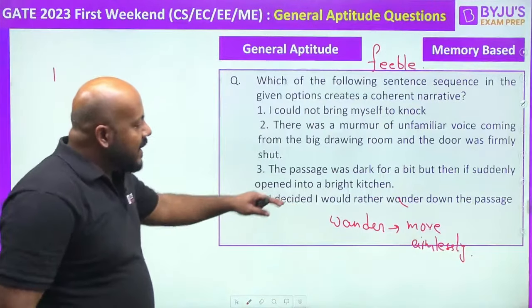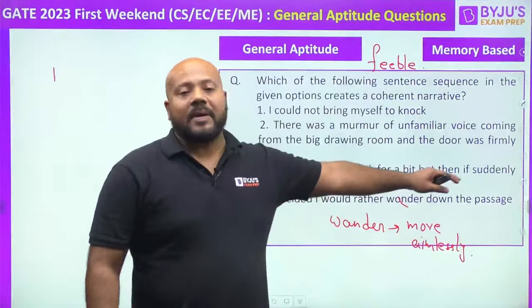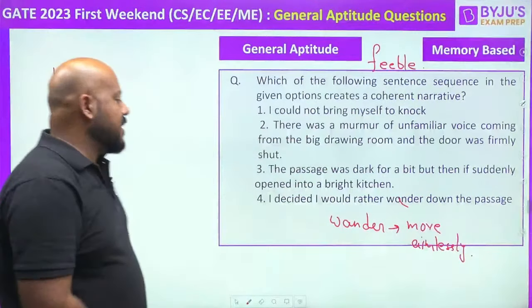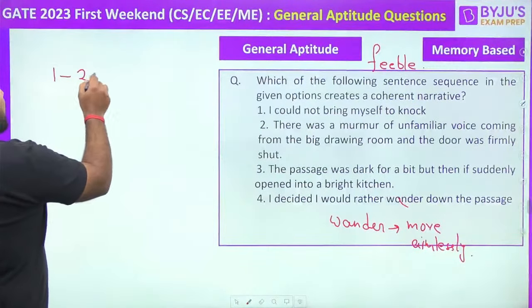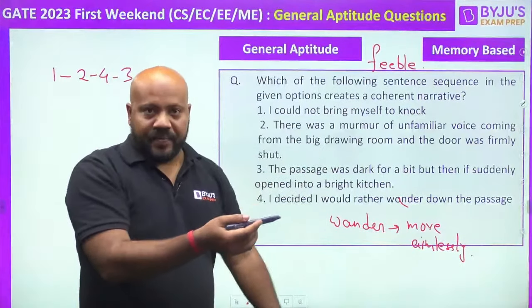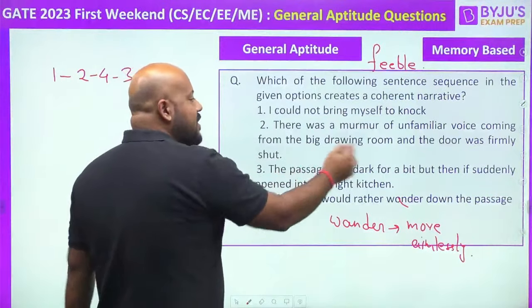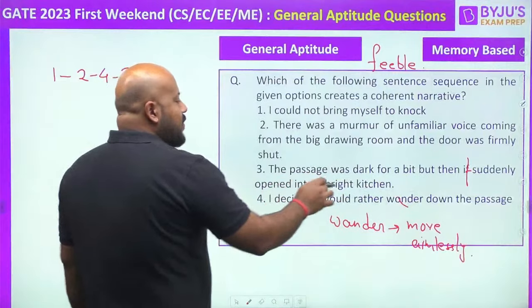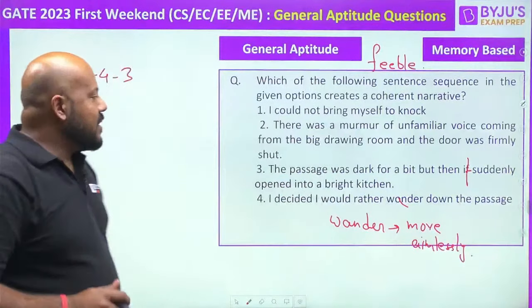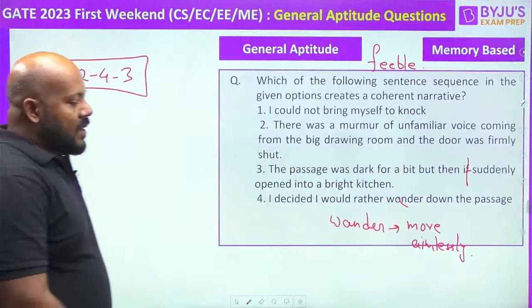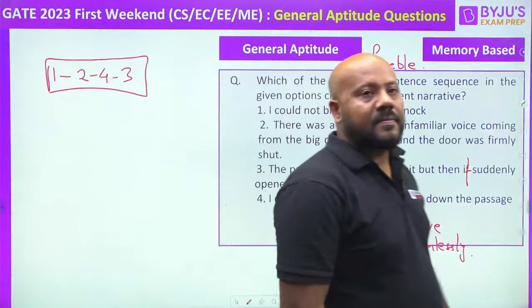So I decided I would rather wander down the passage. Now there should be a link for the passage that is given in statement 3. So after 1 there is 2, then there is 4, then there is 3. The passage was dark. Now you are talking about passage. The passage was dark for a bit, but then it suddenly opened into a bright kitchen. So this is going to be the correct sequence 1, 2, 4, 3. I hope everybody is okay with that.